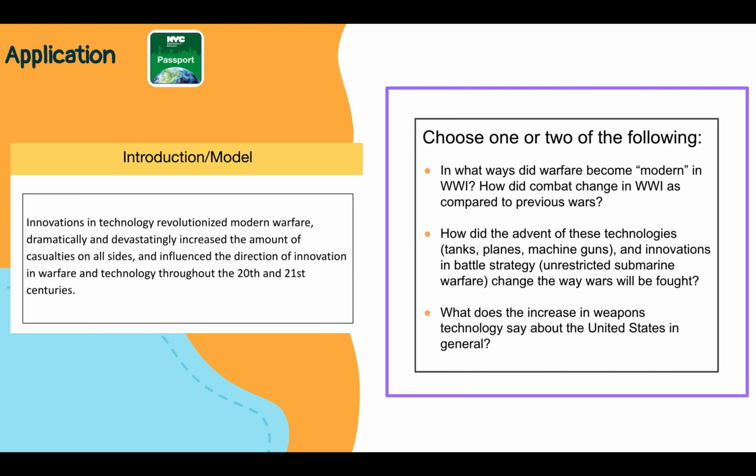One great opportunity to apply this strategy is within the context of the Passport to Social Studies curriculum. There are many different opportunities, but one really great opportunity is when students are tasked with writing an extended response. In this example, we see that students are asked to write about the technology during World War I and how it revolutionized modern warfare. Students are asked to choose one or two of the following prompts, and then respond in an extended response form.